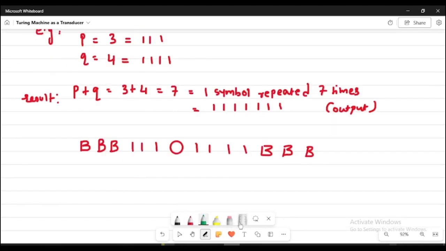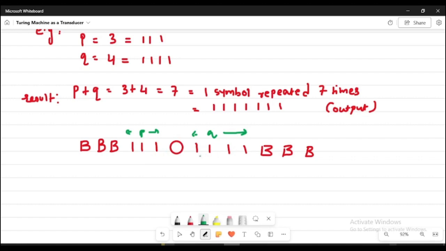For the Turing machine tape, this is how we will store the input. This part, which is p, we will store using 3 ones, and this part, which is q, we will store using 4 ones. And this 0 symbol we will use as a separator between 3 and 4.